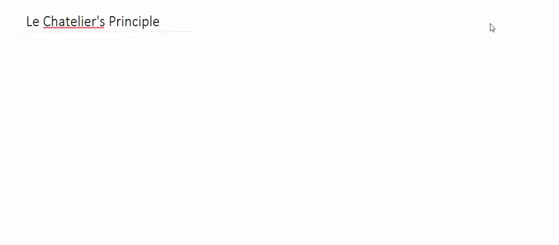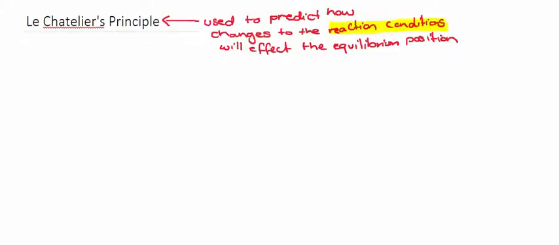Le Chatelier's principle is used to predict how changes will affect the position of equilibrium. The position of equilibrium is an important consideration, especially in industrial chemistry, because it relates directly to the yield of the product. So the further to the right the position of equilibrium, the higher yield of product we've got. And so that's quite important in industry.